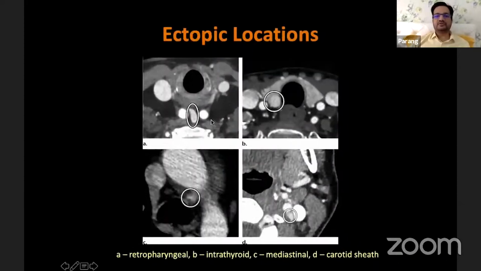And these are the common ectopic locations that we find: retropharyngeal for the superior gland, within the thyroid itself. But like you can clearly see in all phases, it will show differential density and enhancement from thyroid, even in the mediastinum, as we saw a couple of examples, and even in carotid sheaths.